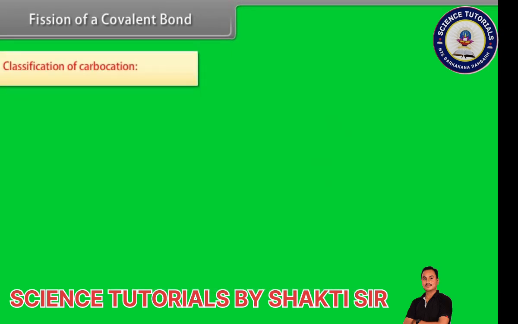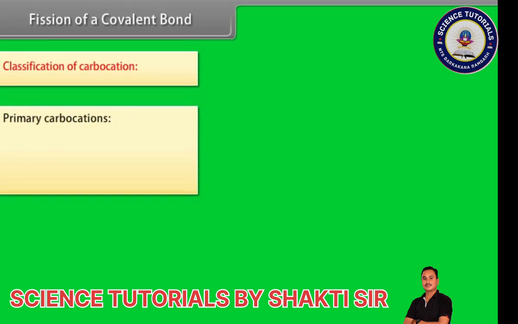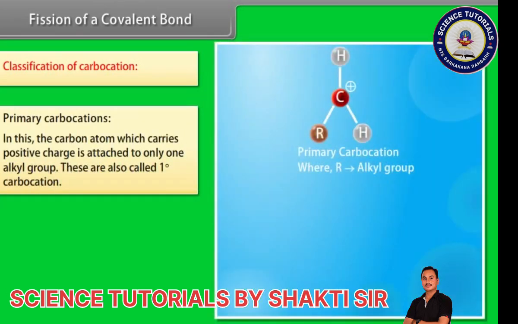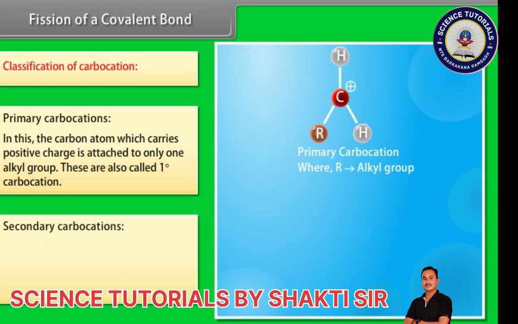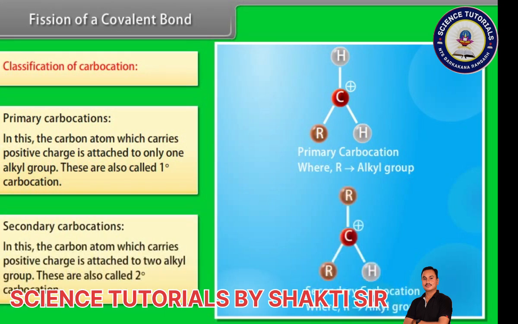Classification of carbocation. Primary carbocations. In this, the carbon atom which carries positive charge is attached to only one alkyl group. These are also called 1-degree carbocation. Secondary carbocations. In this, the carbon atom which carries positive charge is attached to two alkyl groups. These are also called 2-degree carbocation.